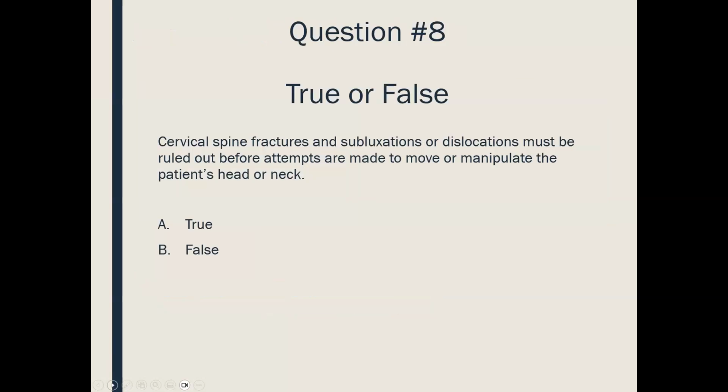Question number 8: cervical spine fractures and subluxations or dislocations must be ruled out before attempts are made to move or manipulate the patient's head or neck. Very good. That is very, very true.